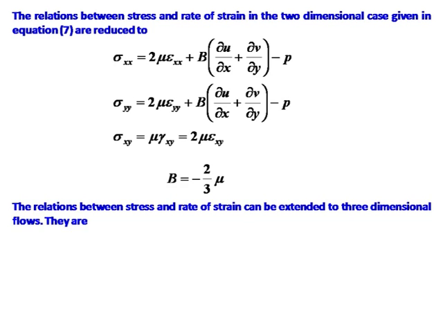This derivation is going to lead us to sigma x x equal to 2 mu epsilon x x, minus 2 by 3 mu times del u by del x plus del v by del y, and so on. So that is about the Navier-Stokes equations.